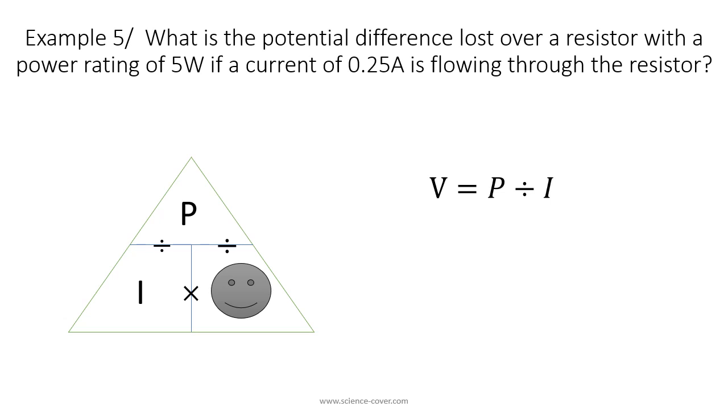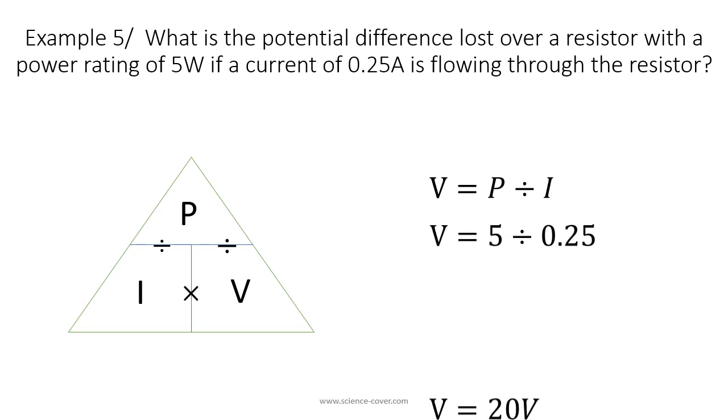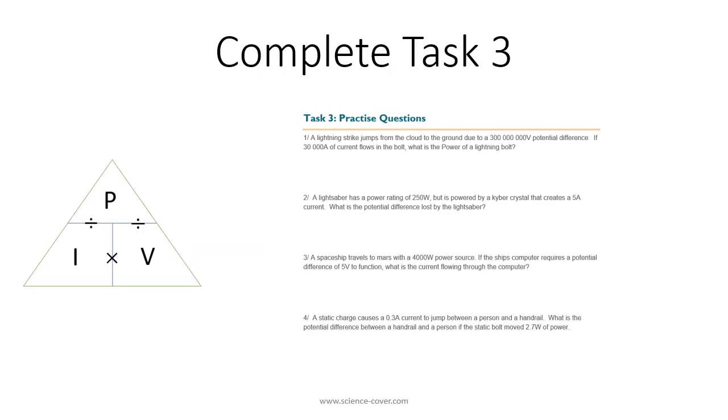Power is 5 watts, current is 0.25. So 5 divided by 0.25 gives me 20. So the voltage must be 20 volts. Now pause the video and complete task 3.